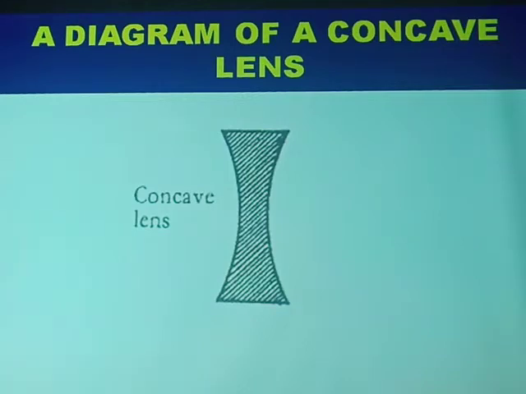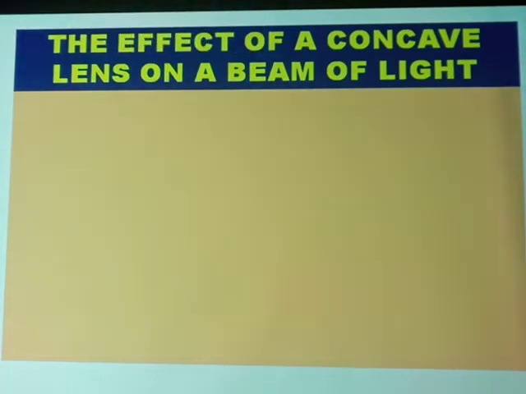Now we also said that a concave lens is thinner at the center. What makes it thinner? The curves, which curve inwards compared to a convex lens, which is curved outwards. So, we want to look at the effect of a concave lens on a parallel beam of light.